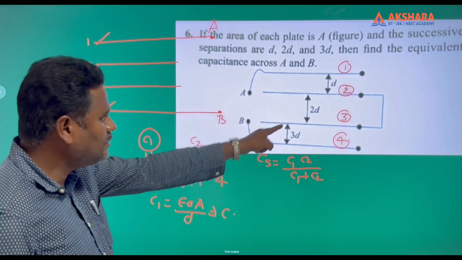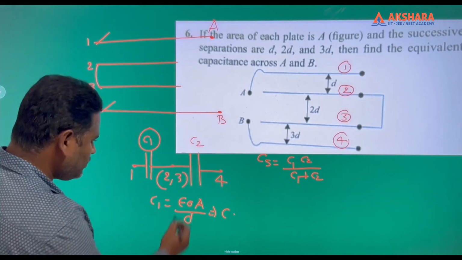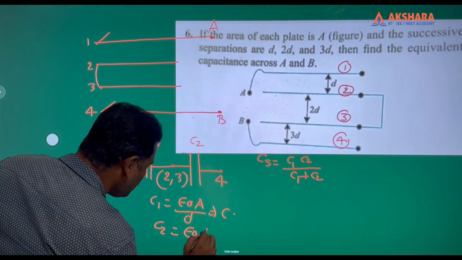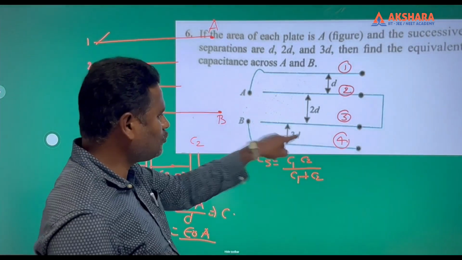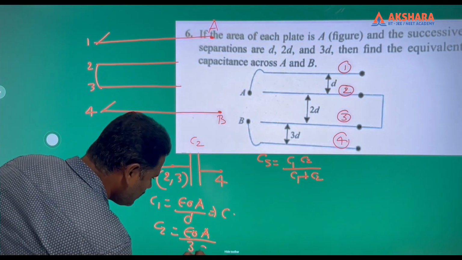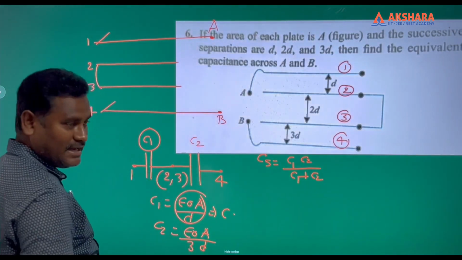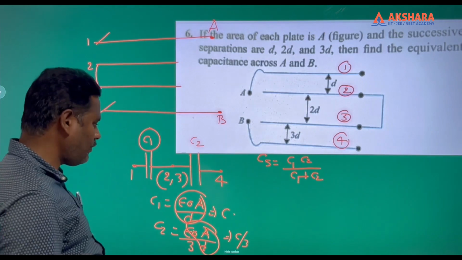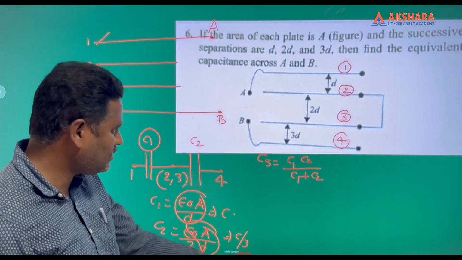Right. Next, 3 and 4 will form a capacitor. So that is C2, which is equal to epsilon naught A. The distance between the two plates is given as 3D. I have taken epsilon naught A by D as C. So this will become C by 3. So we got C1 as C, C2 as C by 3.